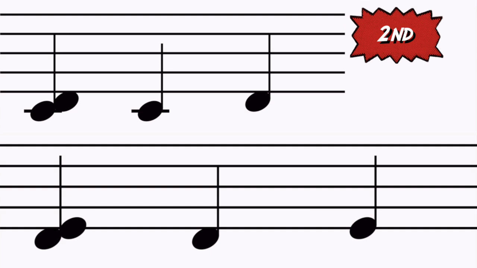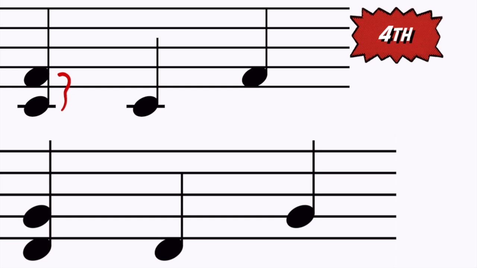So with our even numbers, they're going to go from line to space or space to line, as we said before. So the smallest interval for our even numbers is a second. They're right next to each other. You might have heard people talk about intervals in skips or steps. A skip is a third, a step is a second. Then we have fourths. Now with fourths, we have a line and a space in between them there, like this.